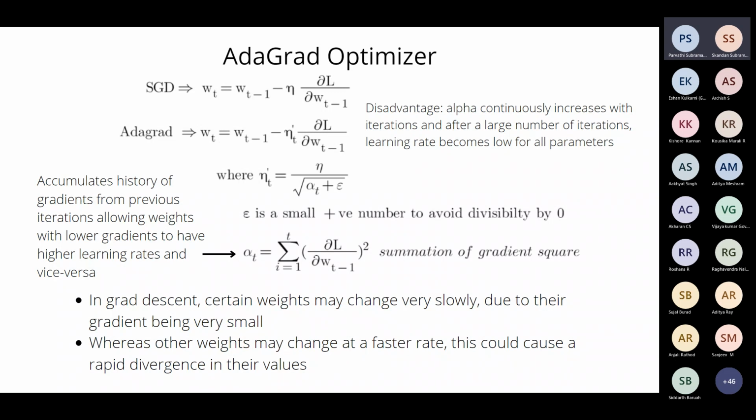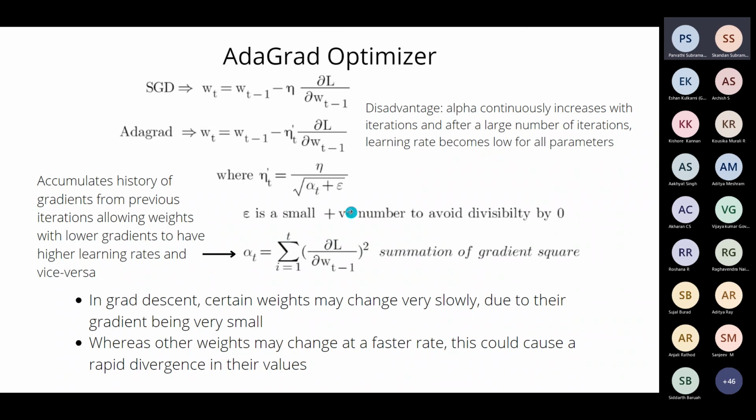So the learning rate becomes comparatively larger for those weights which have had smaller gradients in the previous iterations, and it becomes smaller for those weights which have consistently been getting large gradients in the previous iterations. So it kind of balances out and somewhat evens the difference between weights which have a large difference in their gradients.